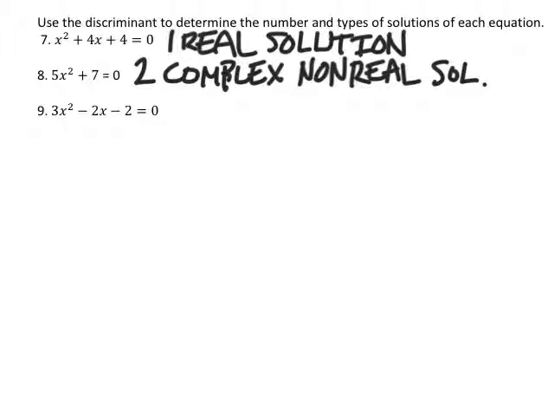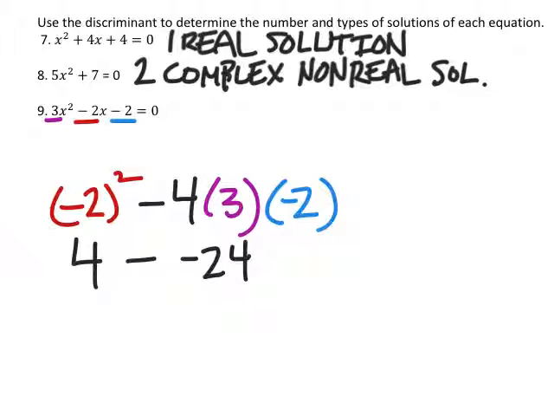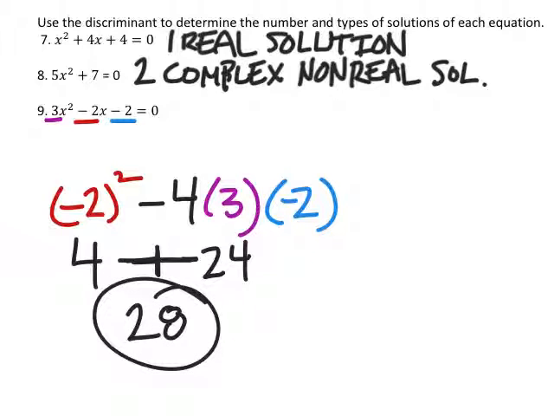Alright, and on number 9, we got a b value here of negative 2, so we got a negative 2 squared minus 4 times a, we'll say is 3. We can see that there. And then a c value of negative 2. Alright, and that gets us 4 minus 4 times 3 times negative 2 is a negative 24. That's minus a negative, so we're going to add that. 4 plus 24 is 28, so the discriminant here is positive, which means we're going to have 2 real solutions.